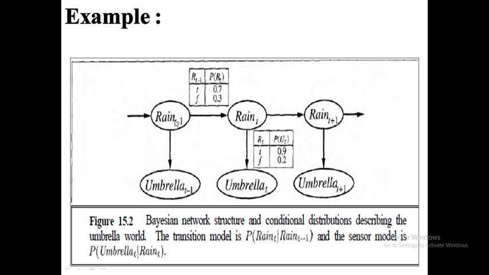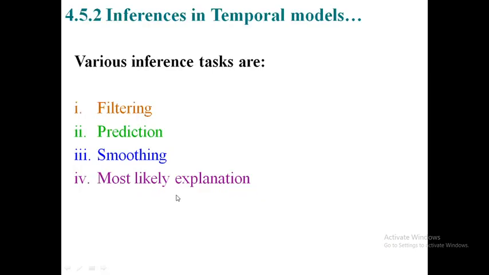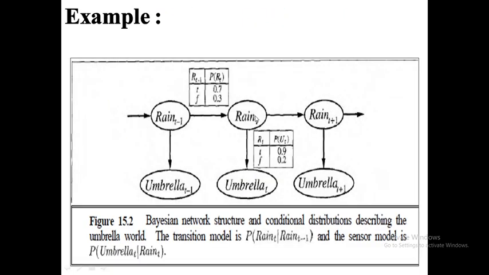Whenever there is rain at t minus 1, that is yesterday, there is a possibility of carrying an umbrella yesterday. And whenever there is rain today, of course I will carry an umbrella today also. Whenever there is rain tomorrow, of course I will carry an umbrella tomorrow also. So these two tables: one is for the random variable possibility based upon the previous time, and the other is the random variable possibility along with the evidence consideration.